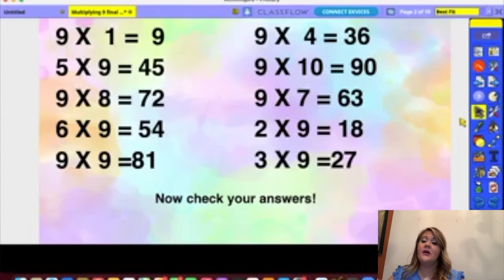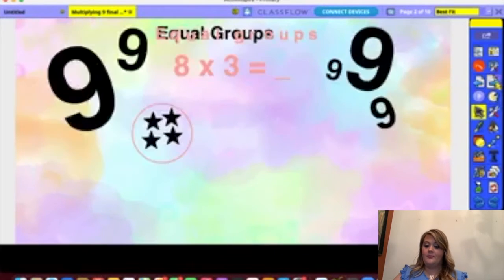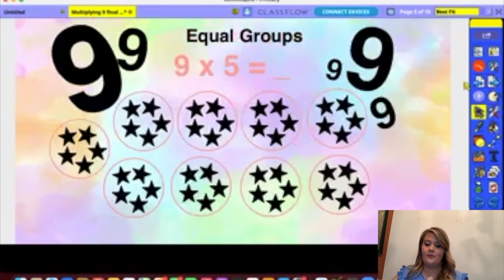So if you need to pause to correct any of your problems, go ahead and do that at this time. And if not, we're going to keep going. And I want to show you a couple of strategies you could use if you got stumped on any of the problems. The first is looking at equal groups.